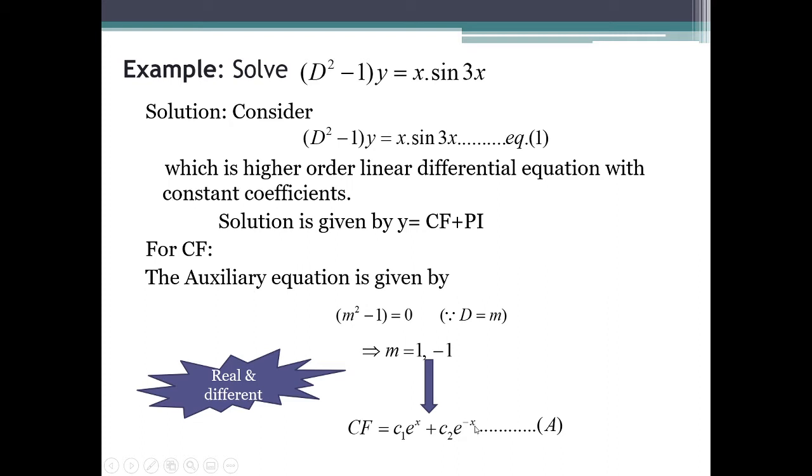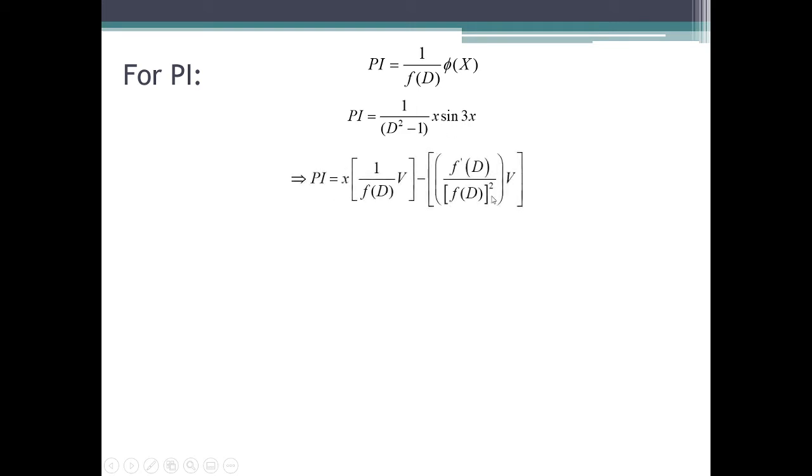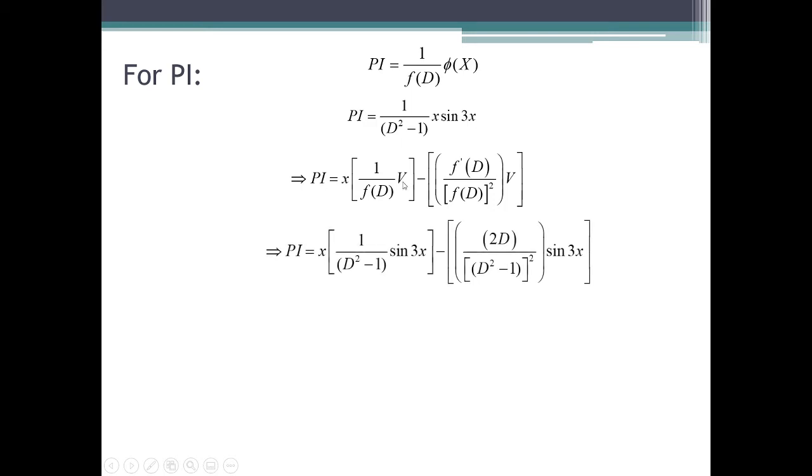Now for particular integral, here the right hand side of the equation is x into sine 3x. Therefore we apply case number 5. PI equal to this. We substitute function of D is D square minus 1. Then we apply this formula and substitute the values here: x as it is, 1 upon D square minus 1, v means sine 3x, minus derivative of D square minus 1, which is 2D, upon D square minus 1 whole square sine 3x.